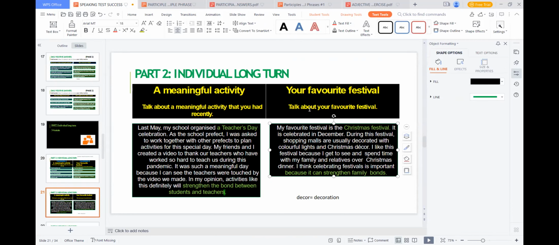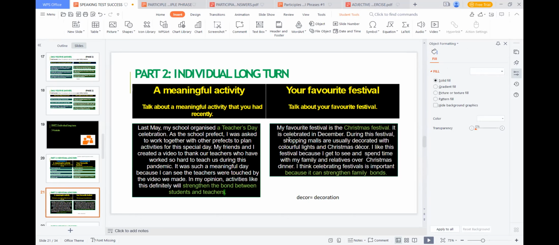Your favorite festival. Talk about your favorite festival. Can you read this part? My favorite festival is the Christmas festival. It is celebrated in December. During this festival, shopping malls are usually decorated with colorful lights and Christmas decor. I like this festival because I get to see and spend time with my family and relatives over Christmas dinner. I think celebrating festivals is important because it can strengthen family bonds.